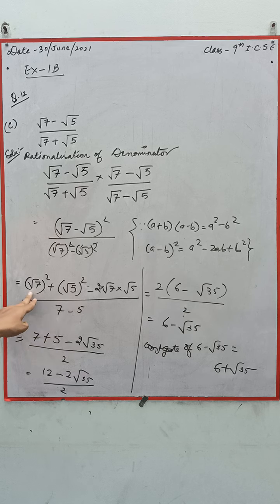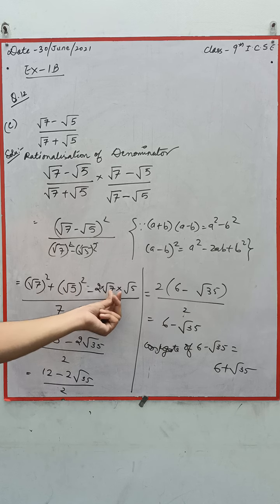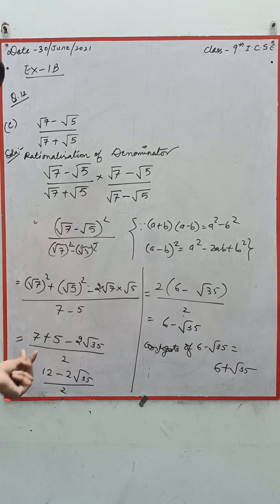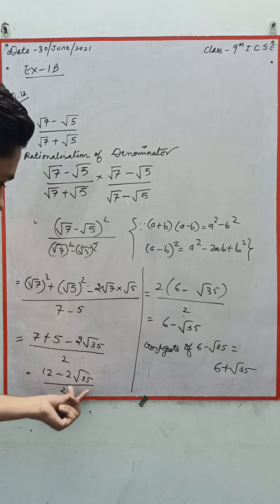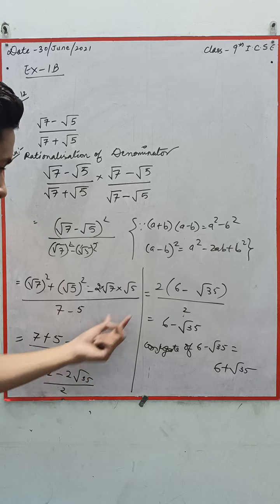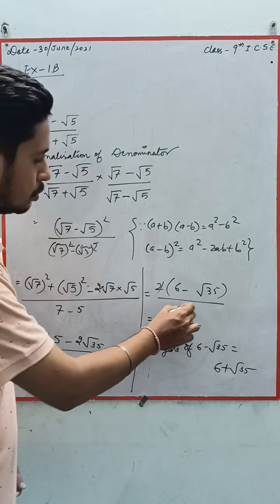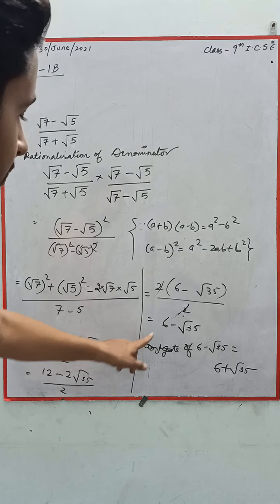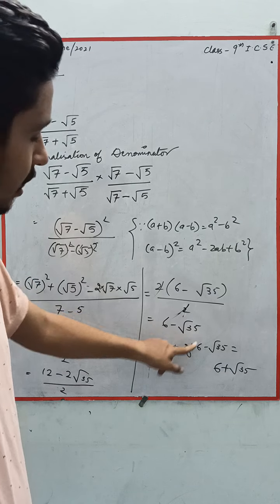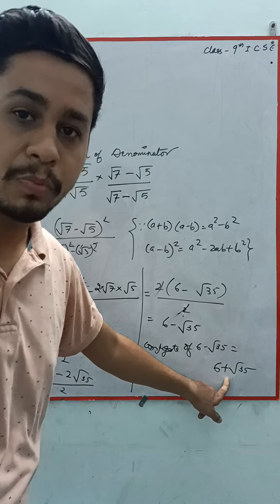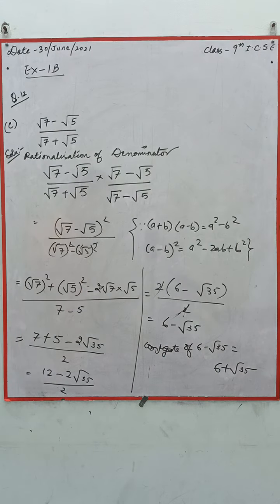So 7 minus... here also you can see 7 plus 5. Root 7 into root 5 will give you root of 35. Okay, 7 plus 5 is 12, minus 2 under root 35, by 2. Take 2 common, so we'll get (6 minus root 35) upon 2. This 2 with this 2 will be cancelled, and we will be left with 6 minus root 35. Now we know how to find the conjugate. This minus will be changed into a positive sign, and hence this is the conjugate. I hope you have understood this.